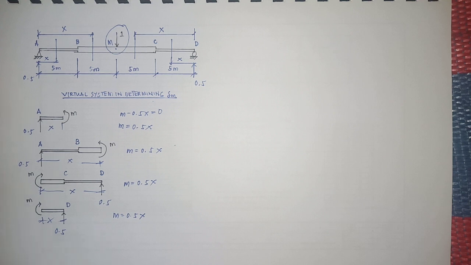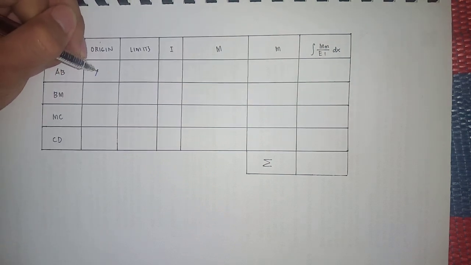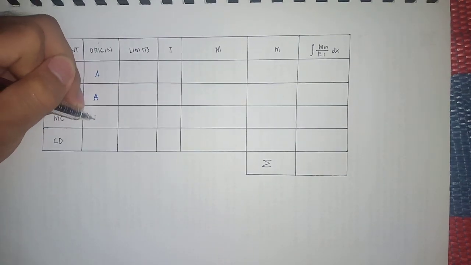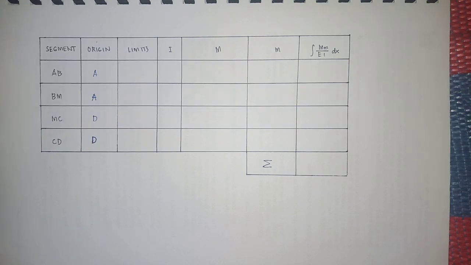So, lahat ng to ilalagay natin dun sa table. So, we have 4 segments here: AB, BM, MC, and CD. So, dito, mag-originate tayo sa A. So, as with this, A din tayo rito, no? Ito naman, parehas sa point D. Okay. So, mahalaga dito, guys, yung limits.